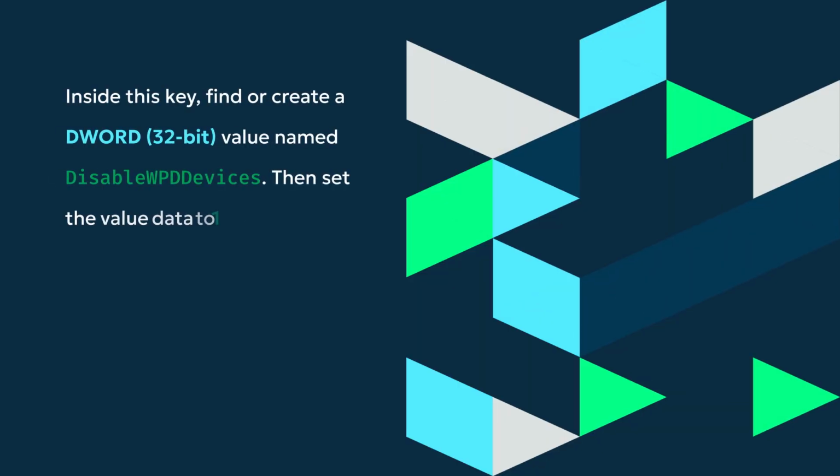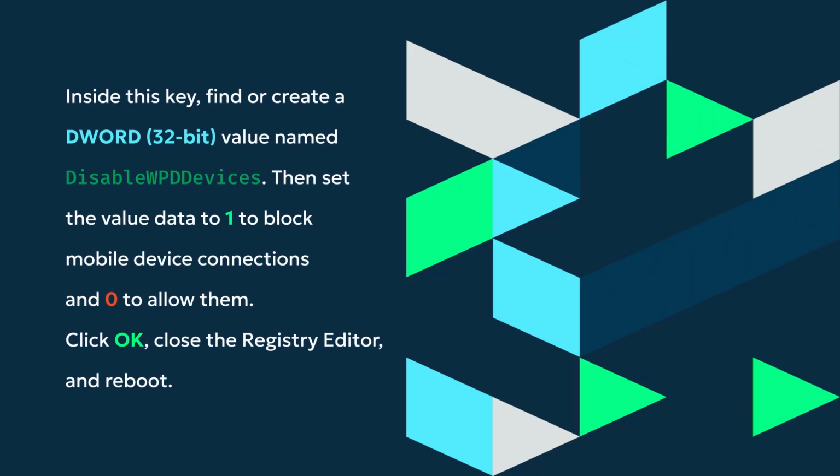Inside this key, find or create a DWORD 32-bit value named DisableWPDDevices. Then set the value data to 1 to block mobile device connections and 0 to allow them. Click OK, close the Registry Editor, and reboot.